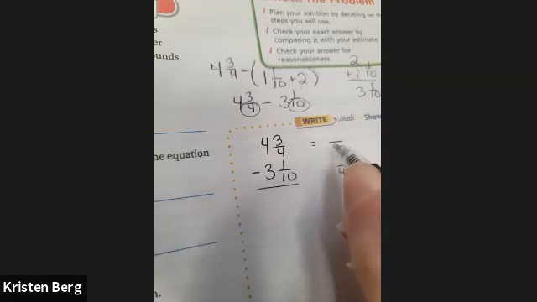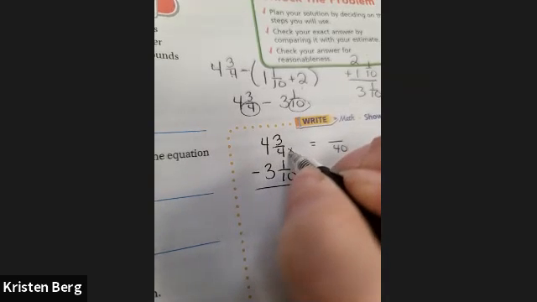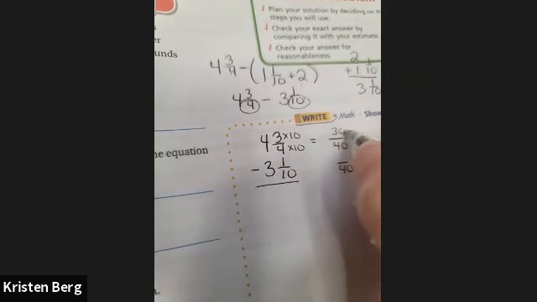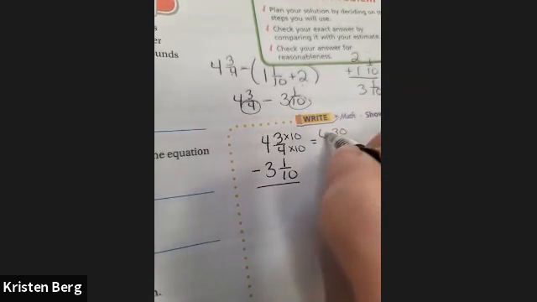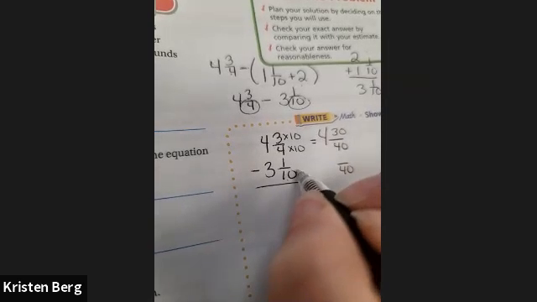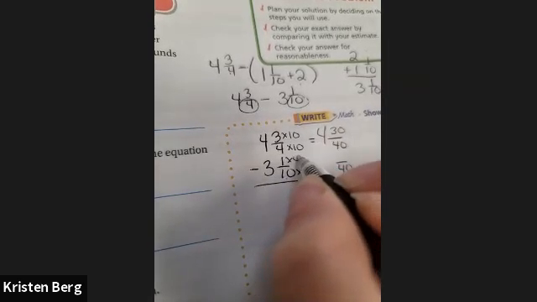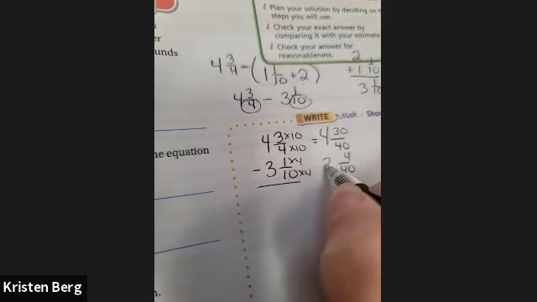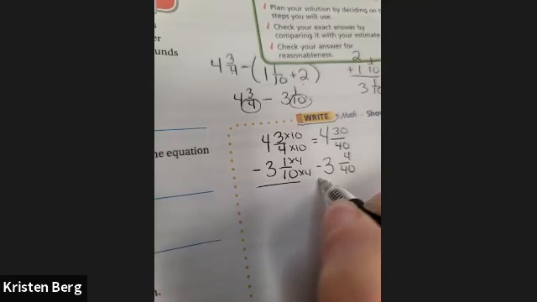So what do I do to a 4 to get it to 40? I times it by 10 and I times this by 10. So that would be 30 40ths and then 4 wholes. Then what do I do to a 10 to get it to 40? I times it by 4 and this by 4. So then that would be 4 40ths and then 3 wholes still remain.